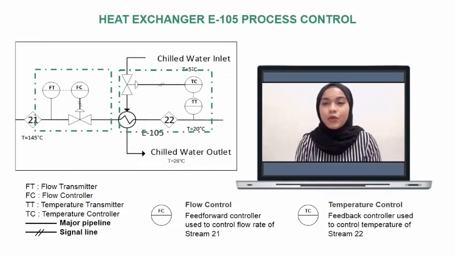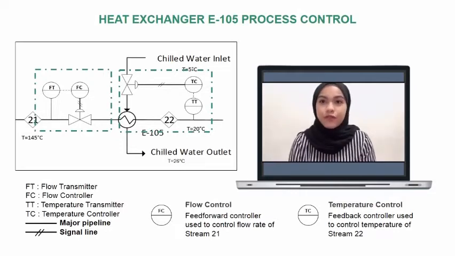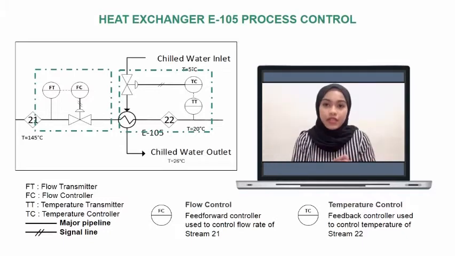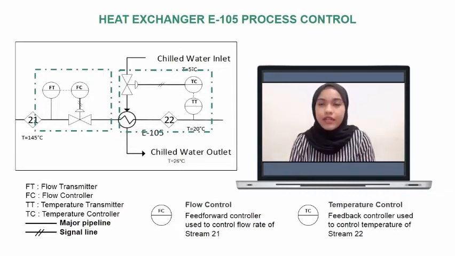We will now proceed to the process control for heat exchanger E105. There are two control structures for this heat exchanger, which are flow control and temperature control. The flow sensor will detect the disruption in the feed stream. This data will be transmitted to the flow transmitter and then to the flow controller. Then the flow controller will control the opening of the valve to adjust the flow rate entering the heat exchanger.